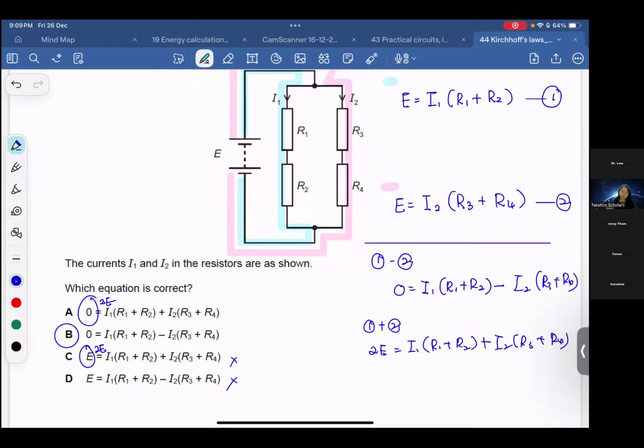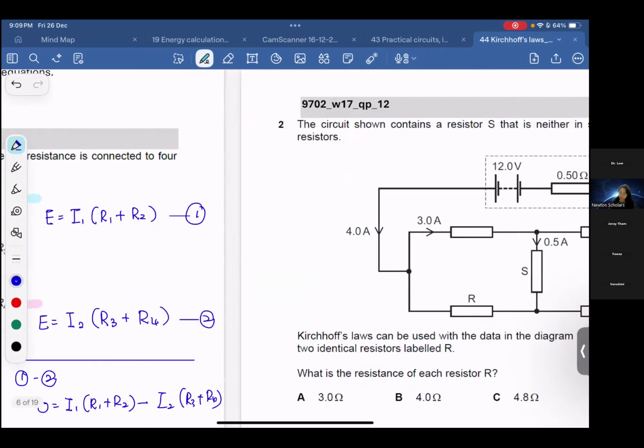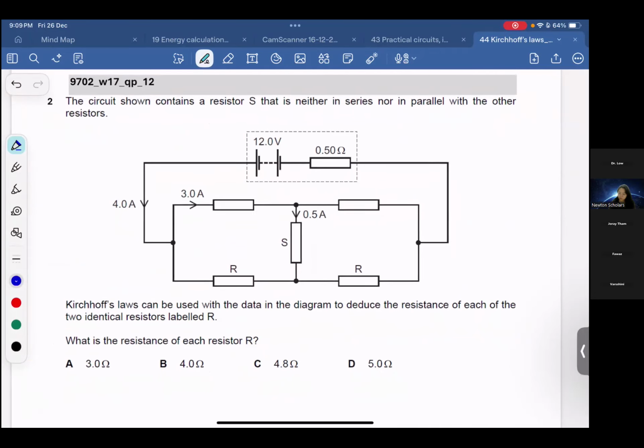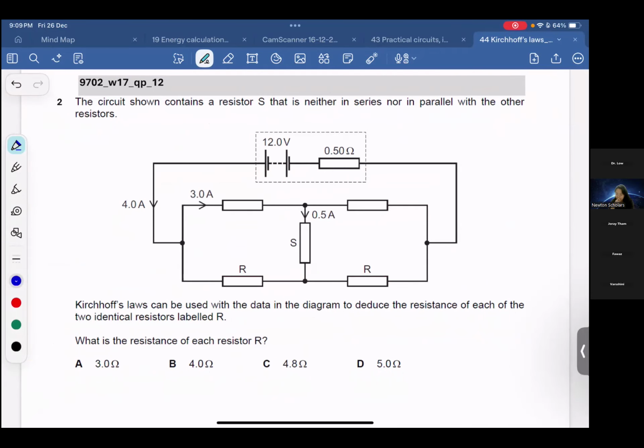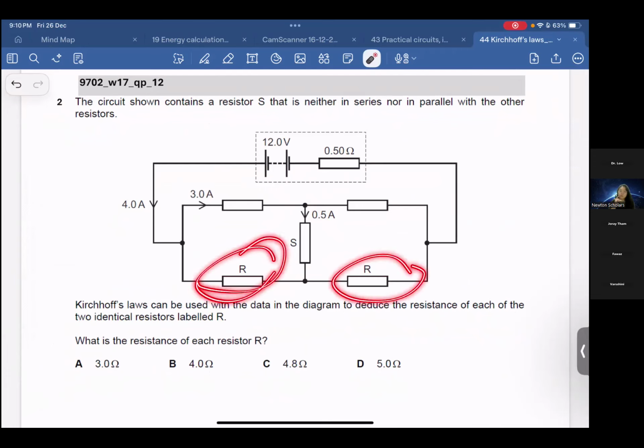Okay, if okay, we go to question number 2. The circuit shown contains a resistor S. Then Kirchhoff's law can be used with the data in the diagram to deduce the resistance of each of the two identical resistors labelled R. They want you to find the value of R.